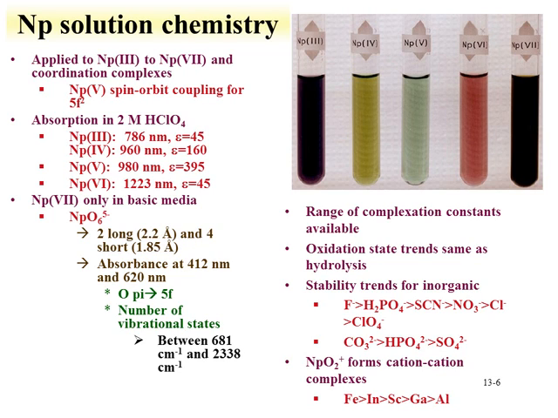This complex solution chemistry of neptunium can be explored for the range of the oxidation states. Detailed modeling has been explored with neptunium 5, looking at the spin orbit coupling of the two 5f electrons. Obviously, since the neptunium species are colored, UV visible spectroscopy can be a useful tool in evaluating its speciation. As an example here, in 2 molar perchloric acid, neptunium 3 has an absorbance of around 780 nanometers with an extinction coefficient of 45.